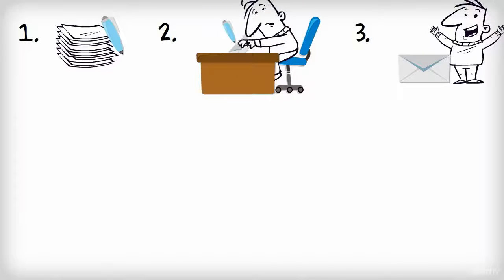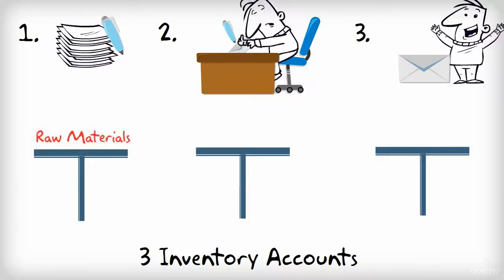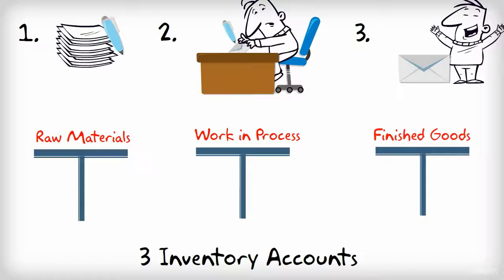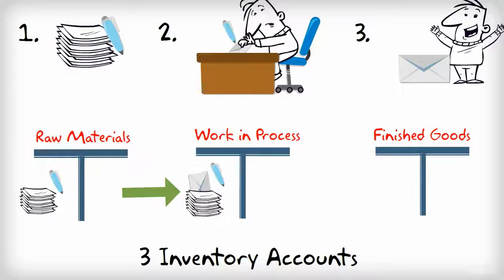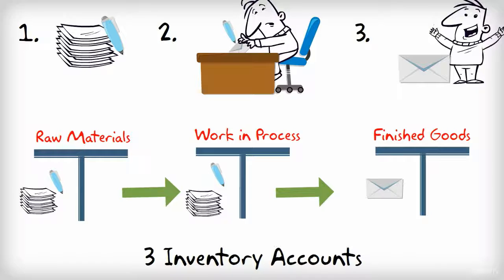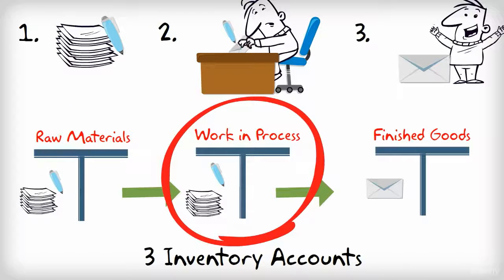In a manufacturing business, we have three inventory accounts: raw materials, work in process, and finished goods. Raw materials are all the materials we will need in the factory. Work in process represents all the products that are in process, partly finished or just started. Finally, finished goods are ready to be sold. As you can see, each inventory account is tightly connected to the stages of production. I want you to concentrate on the work in process account.